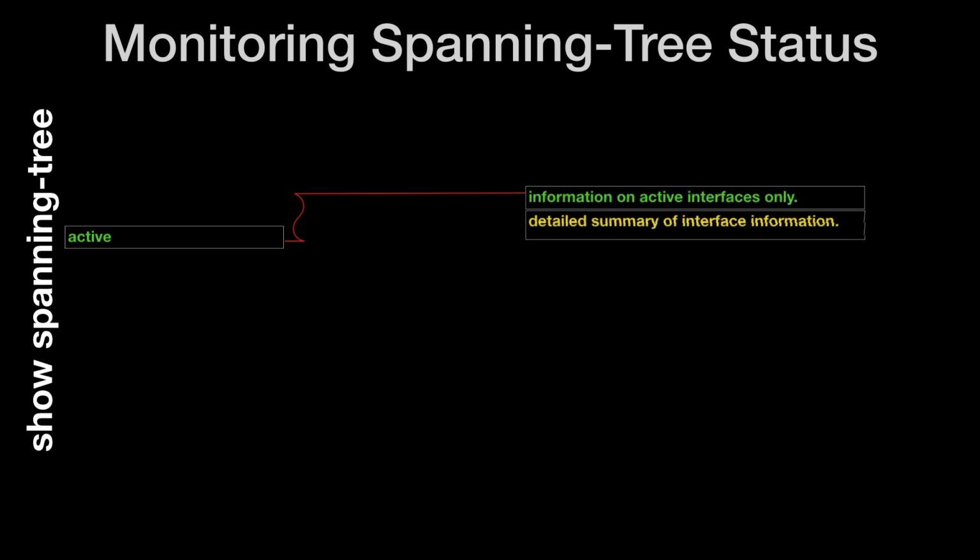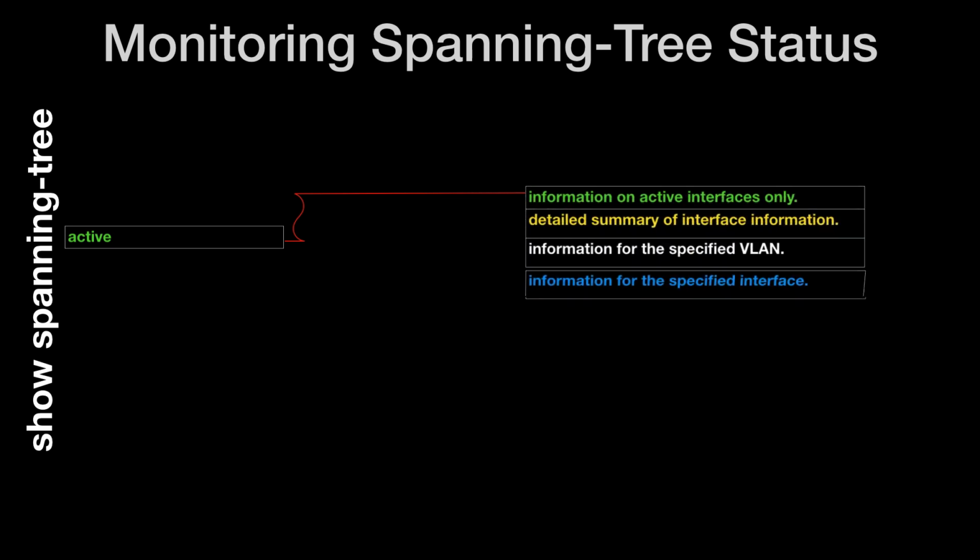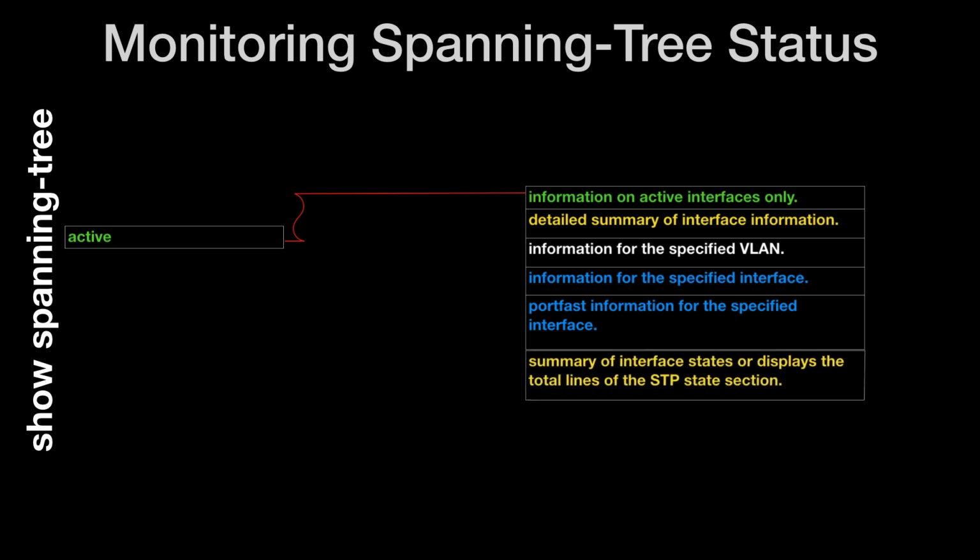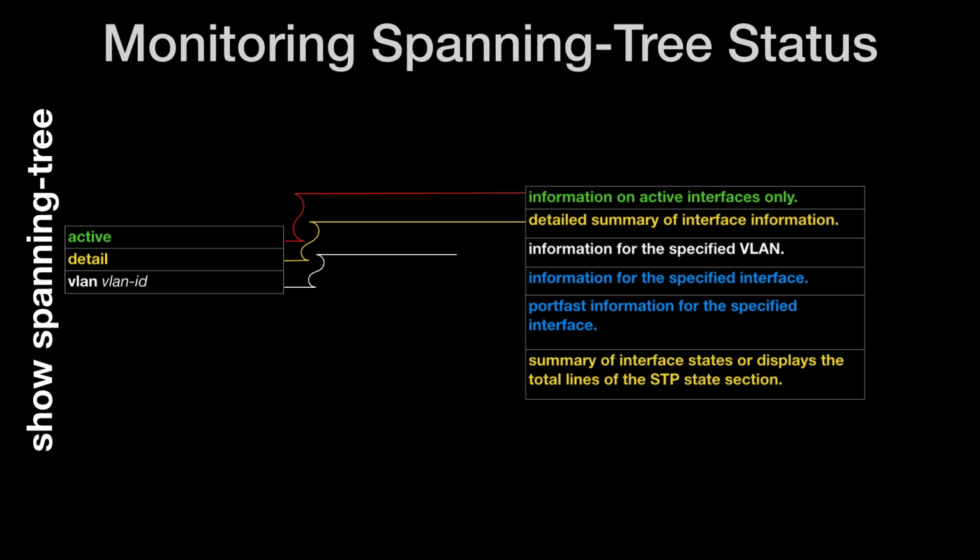Monitoring Spanning Tree status. Commands for displaying Spanning Tree status. Show spanning-tree active: displays Spanning Tree information on active interfaces only. Show spanning-tree detail: displays a detailed summary of interface information. Show spanning-tree vlan ID number: displays Spanning Tree information for the specified VLAN. Show spanning-tree interface ID: displays Spanning Tree information for the specified interface.